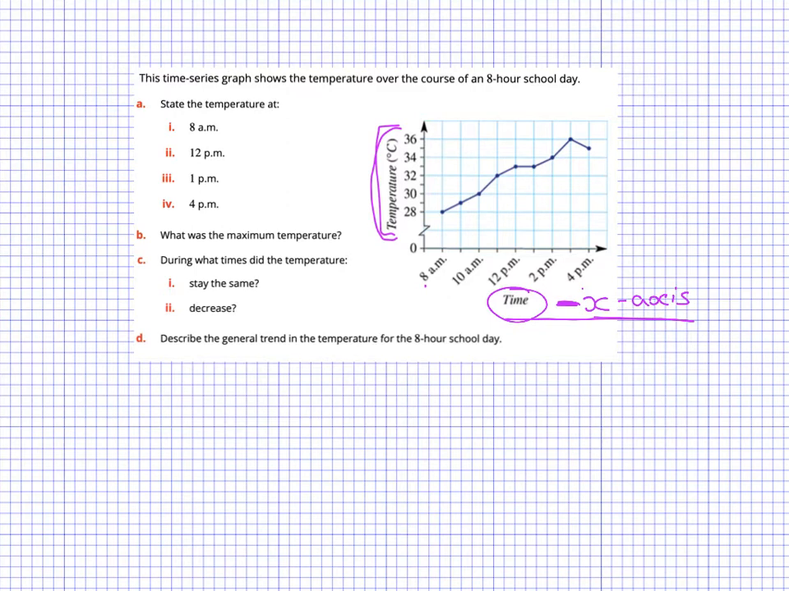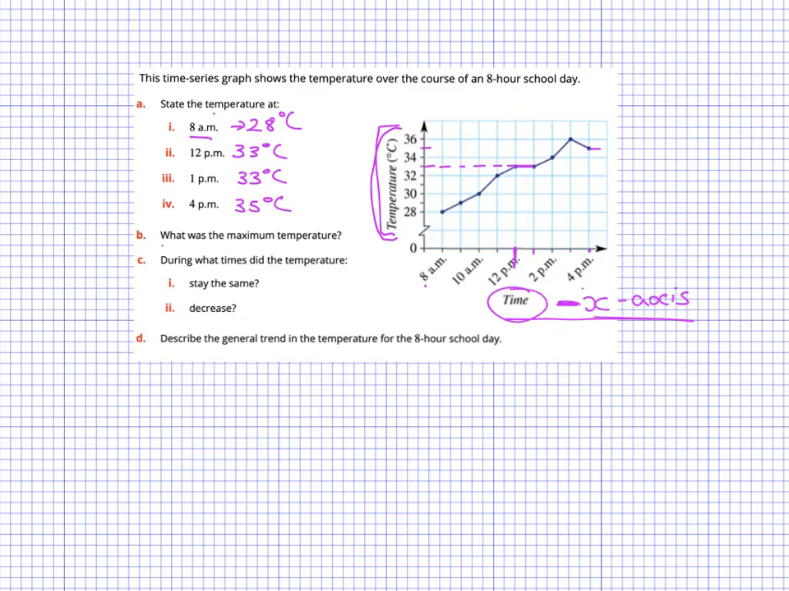So questions we might experience in this are: state the temperature at 8 a.m. You can see that the temperature at 8 a.m. is 28 degrees Celsius. All right. The temperature at 12 p.m. is, so we'd find the time here along the bottom, go up to the line where the dot is, you come across horizontally, and you can read the temperature from that, 33 degrees Celsius. 1 p.m. is here, so we'll go up, and we notice that it's the same temperature as at 12, 33 degrees Celsius, and at 4 p.m. it's gone even higher, and it's currently at 35 degrees Celsius.